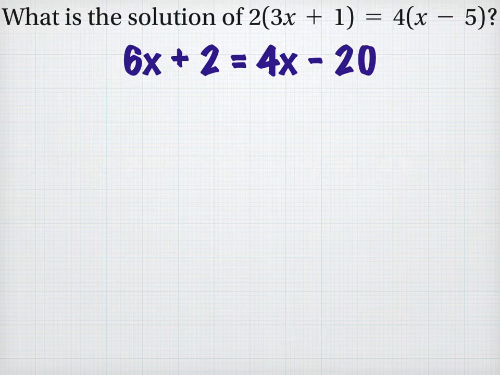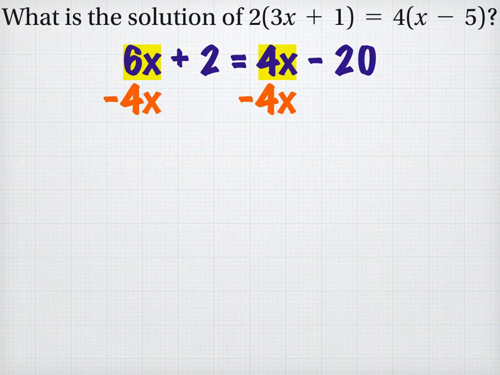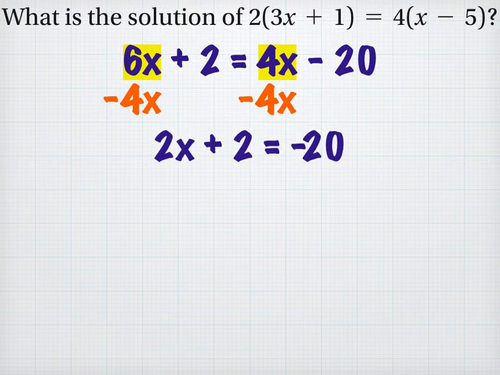On the right-hand side, we have 4 parentheses x minus 5. When we distribute, 4 times x is 4x, and 4 times a negative 5 is a negative 20. Again, now I have like terms on different sides of my equal sign. Just like in the last problem, I'm going to choose to keep my variable positive, so I'm going to subtract 4x from both sides here. 4x minus 4x on the right-hand side is going to cancel out, and 6x minus 4x is going to give me 2x. So 2x plus 2 equals, bring down a negative 20.